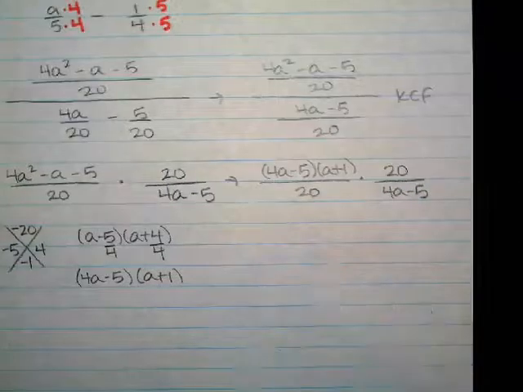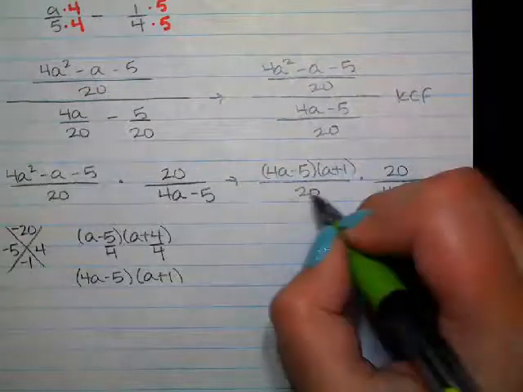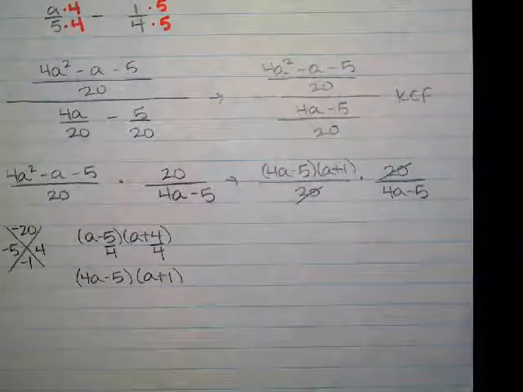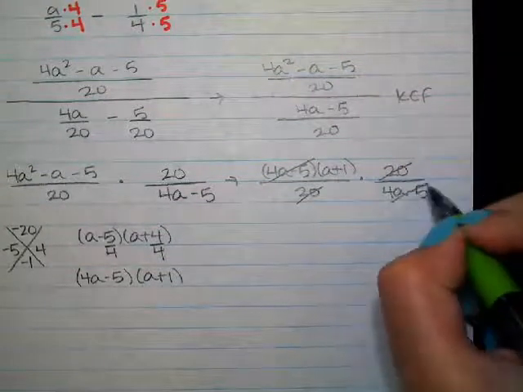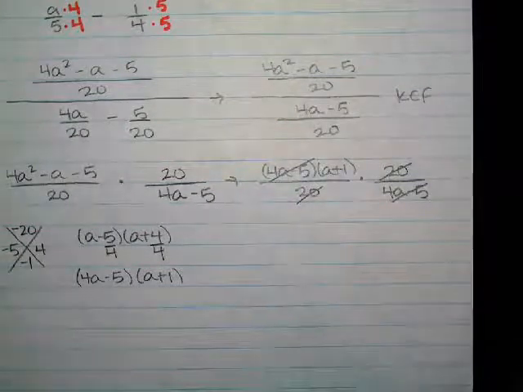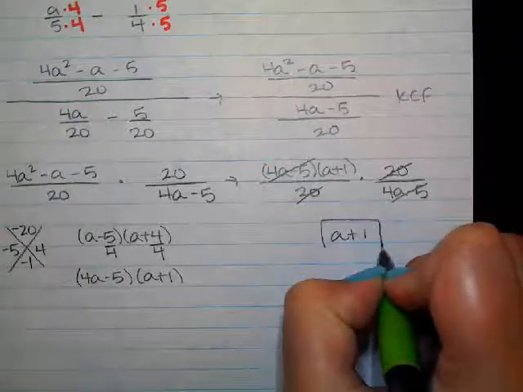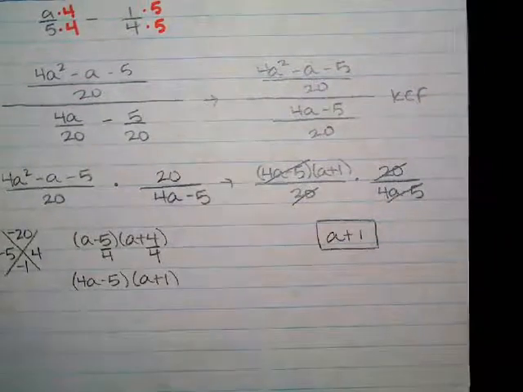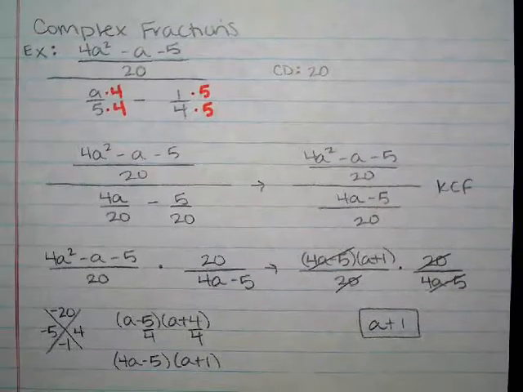Now I can cancel everything that divides to equal 1. 20 divided by 20 is 1. 4a minus 5 divided by 4a minus 5 is 1. And the only thing left over is my a plus 1. So that is the long method for these problems.